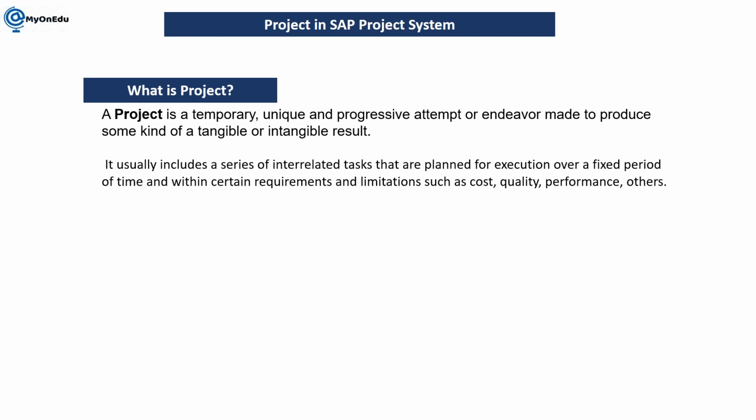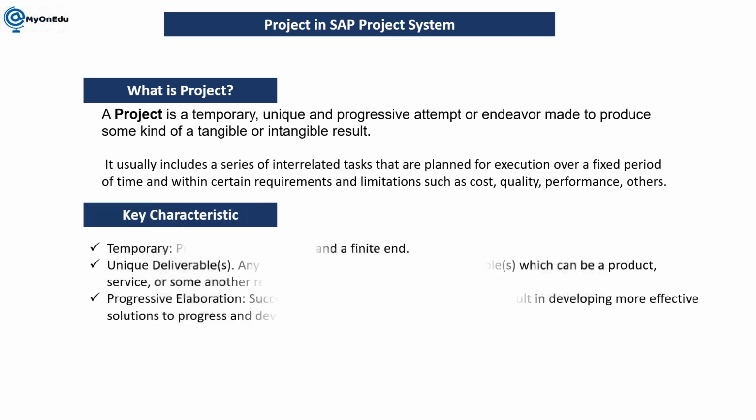So what is a project in Project System? Basically, a project is a temporary, unique, and progressive attempt or endeavor made to produce some kind of tangible or intangible result. It usually includes a series of interrelated tasks that are planned for execution over a fixed period of time and within certain requirements and limitations such as cost, quality, performance, and others.